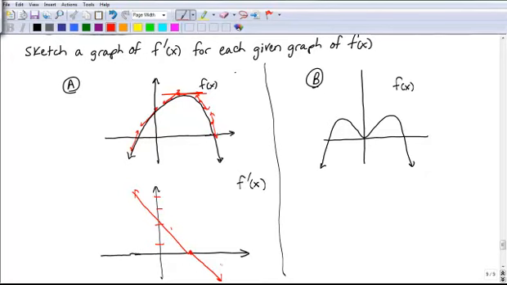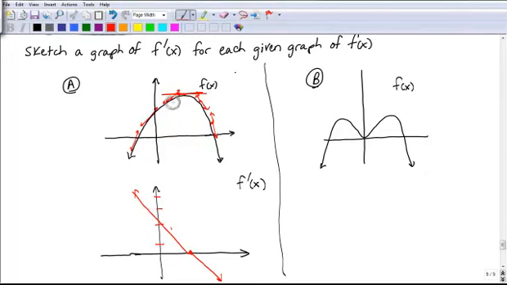And we can look and examine how this is happening here. Right here, the slope of the tangent line is a big positive number. So the y value of the derivative is a big positive number there. As I move to the left, the slope is still positive, but it's getting a little smaller. So the y value is still positive, but it's getting a little smaller.